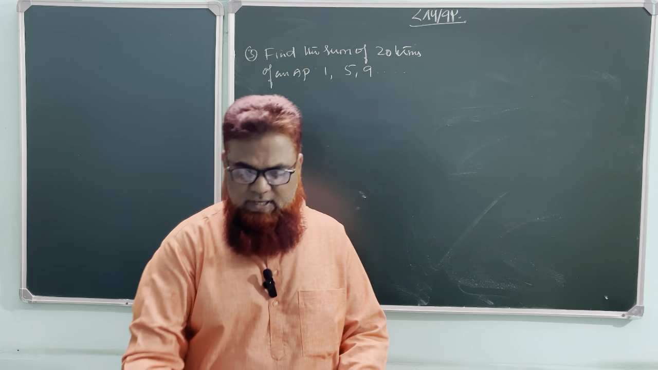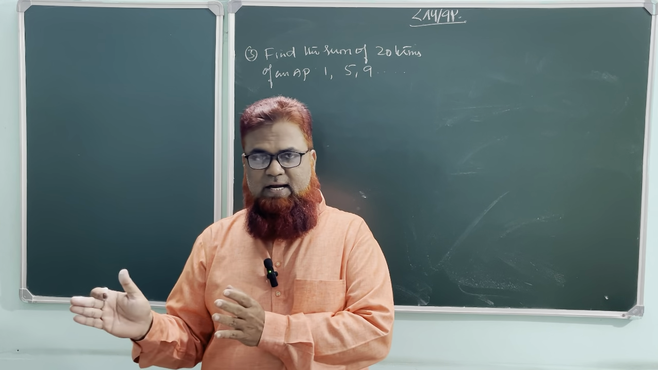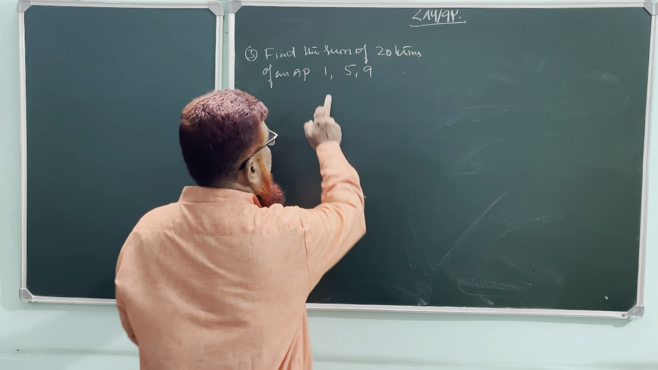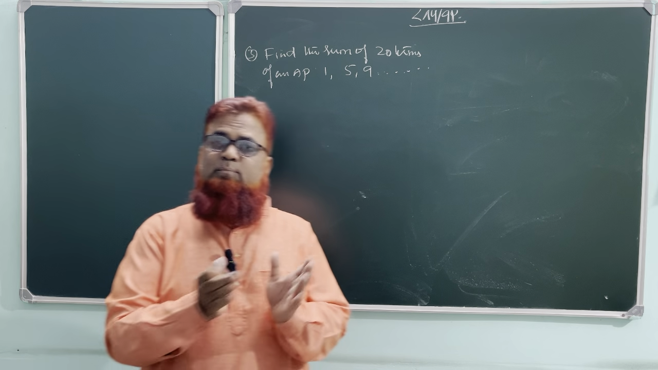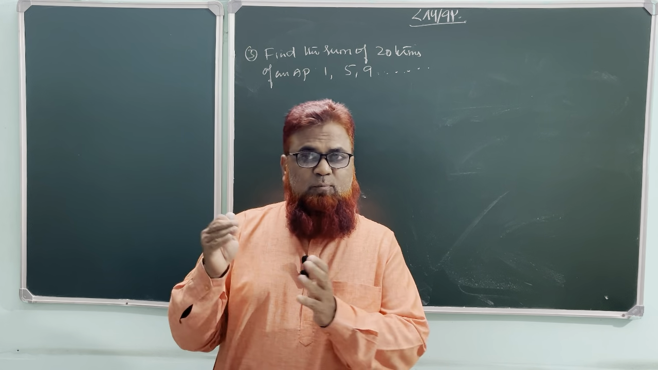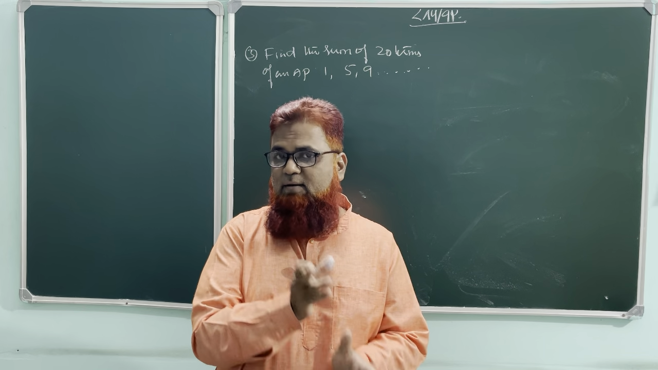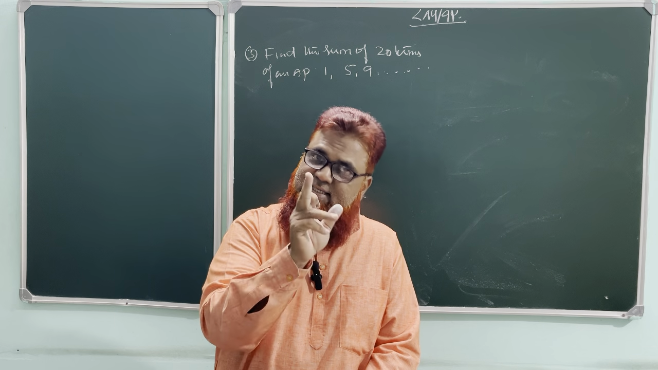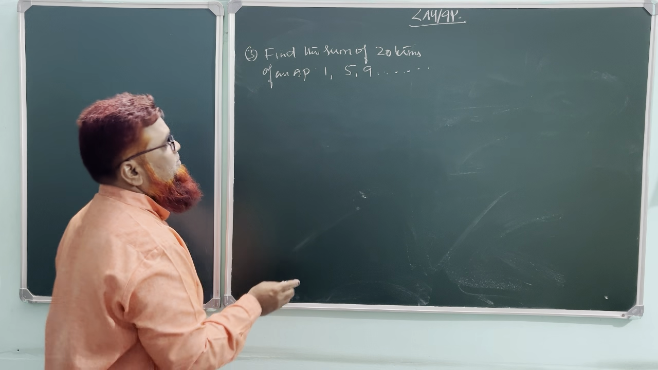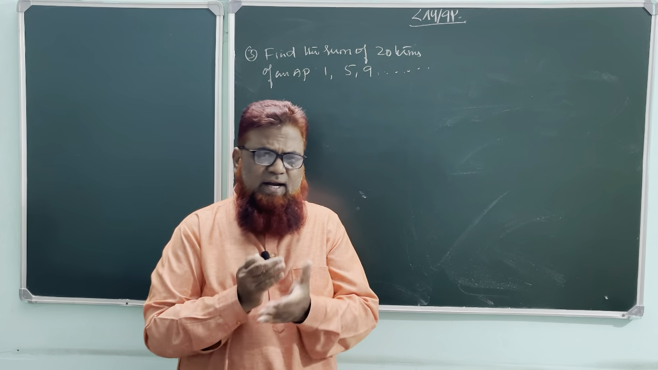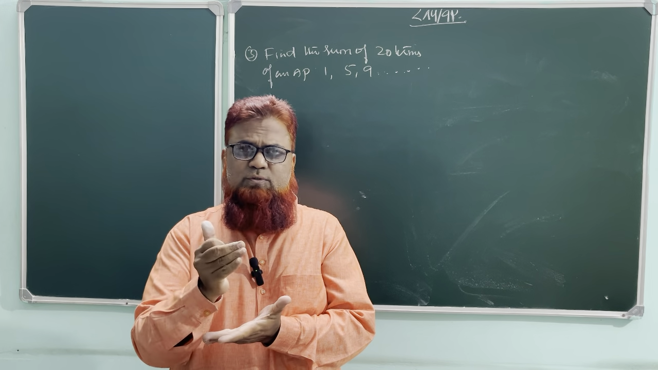Arithmetic progression is a progression in which the difference between two consecutive terms is always constant. Here you can see that 1, 5, 9 and so on is an AP, a sequence as well as a progression. Remember that every arithmetic progression is a sequence, but all sequences are not arithmetic progressions. Let's see that. The first thing we are asked is to find the sum of the 20 terms of an AP using the formula.